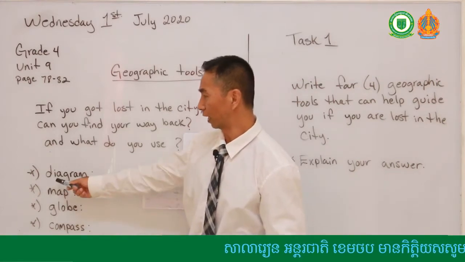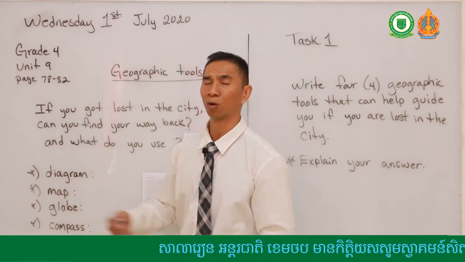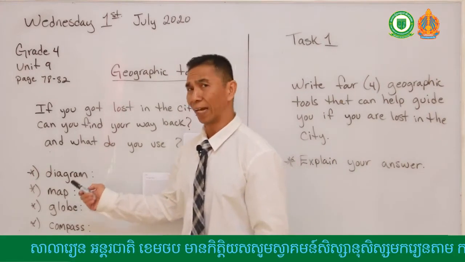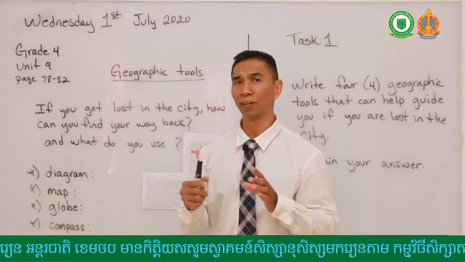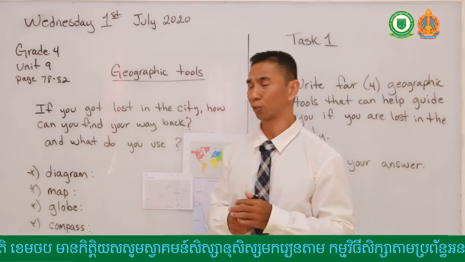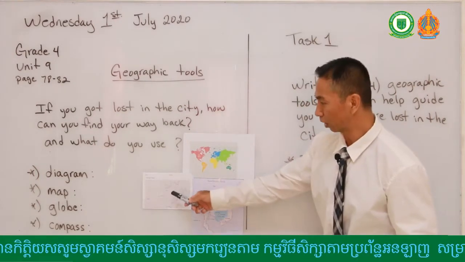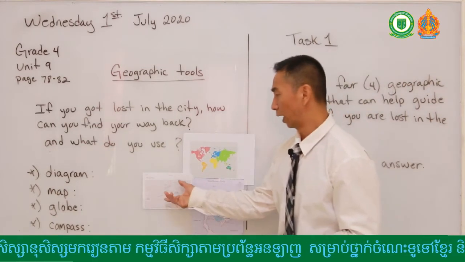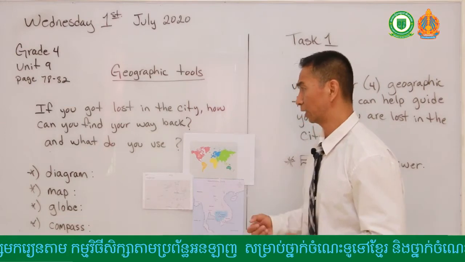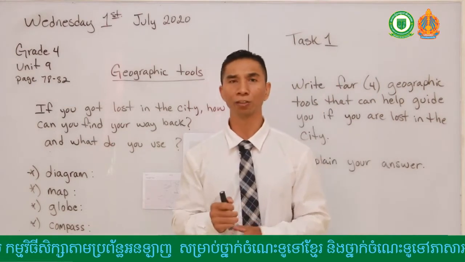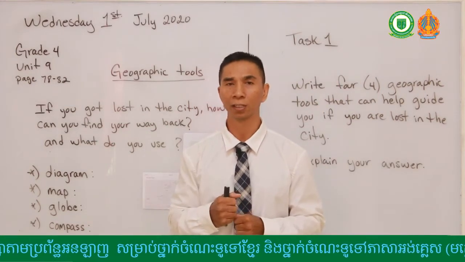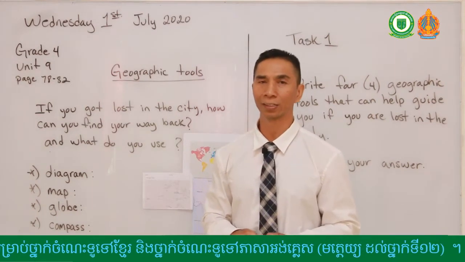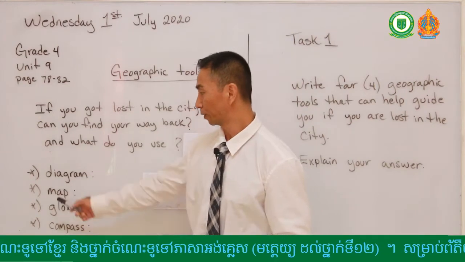Okay, for my words here, I have the word diagram. What is a diagram? I may ask you. If you say a diagram is a picture of an object or a picture of a place, you are correct. For example, all these pictures are diagrams showing a map or showing the location of a place. Or a diagram can also be a drawing of a house, a drawing of a car, or a drawing of many things. That is also a diagram.